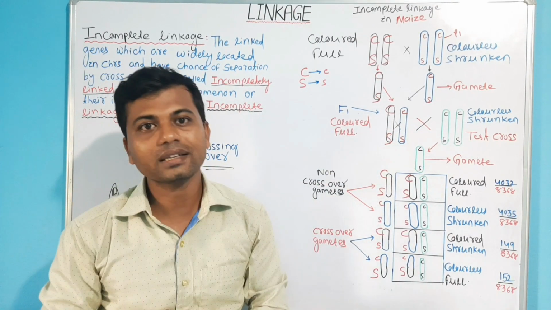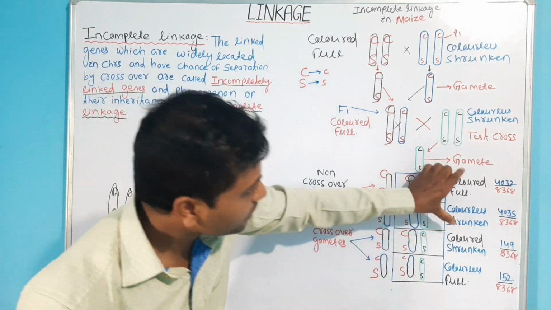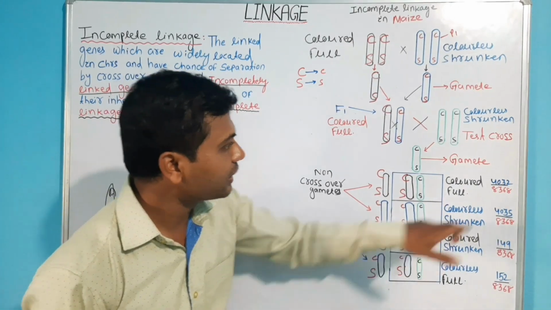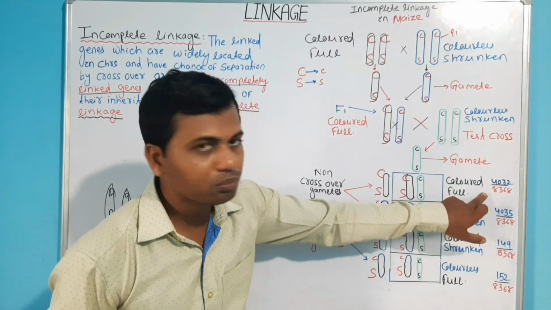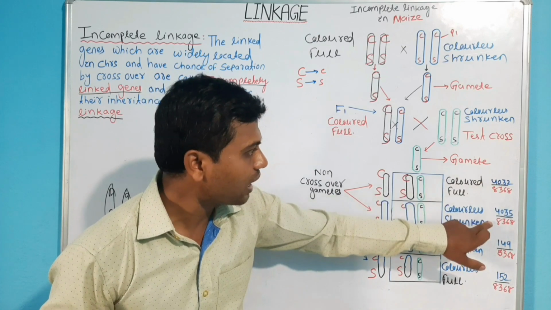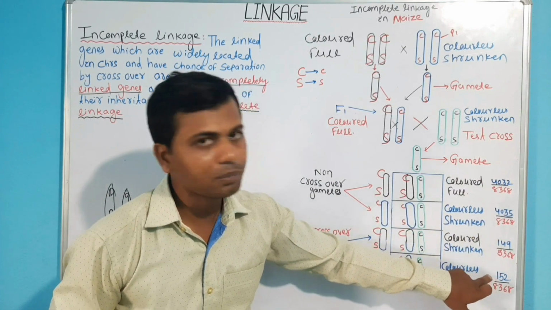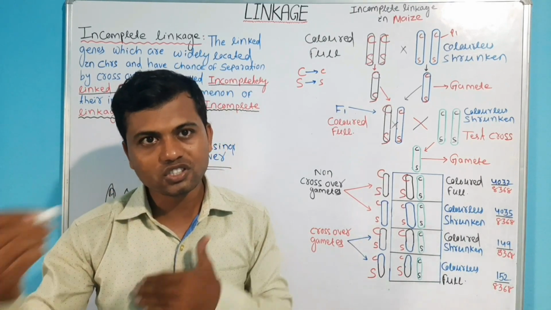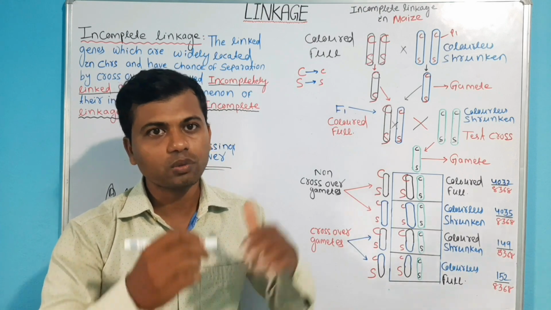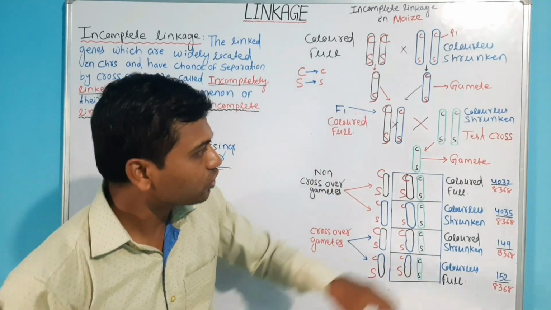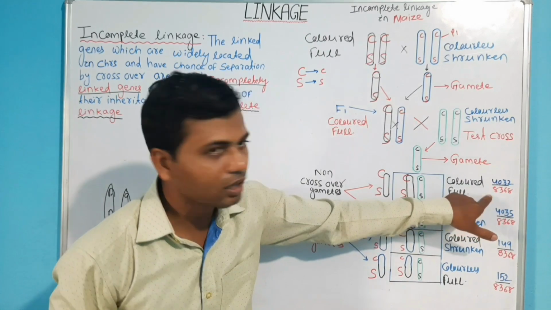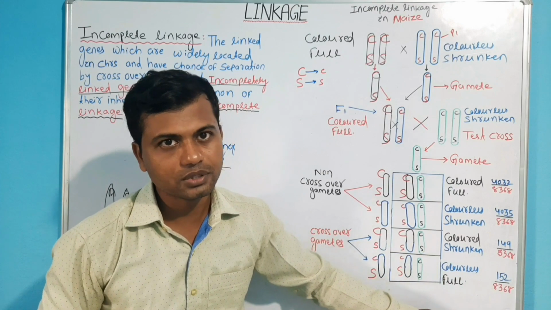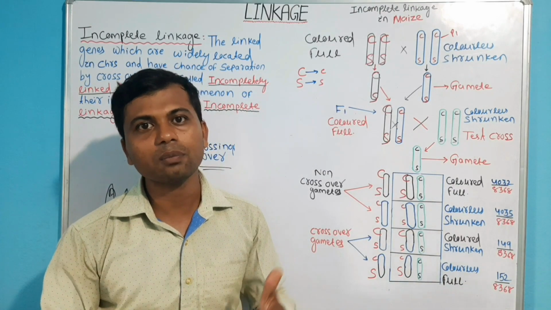So in incomplete linkage, in addition to the parental combination of characters, recombinant phenotypes are developed. From this data, you can clearly see that the number of parental combination characters is more than the number of recombinant phenotypes. It's because the strength of the linkage is always more than 50% and the strength of crossing over is always less than 50%. So more offspring show the parental phenotype and fewer show the non-parental or recombinant phenotypes.